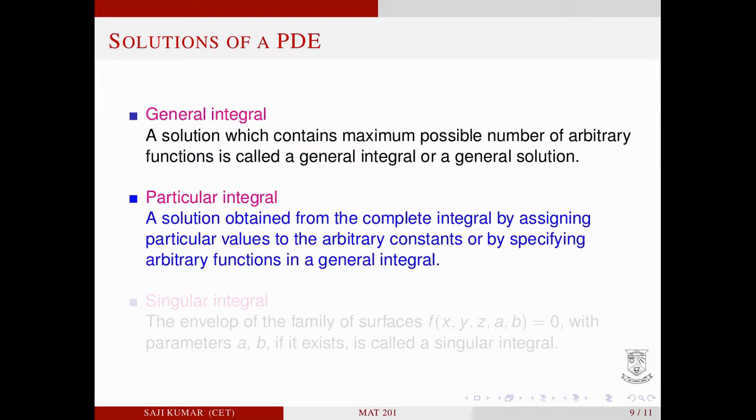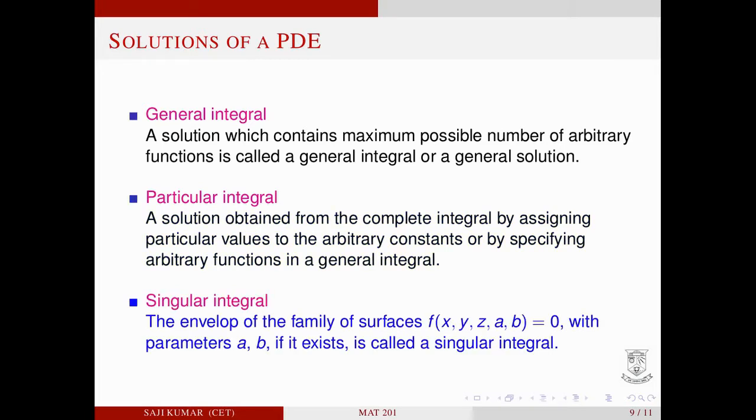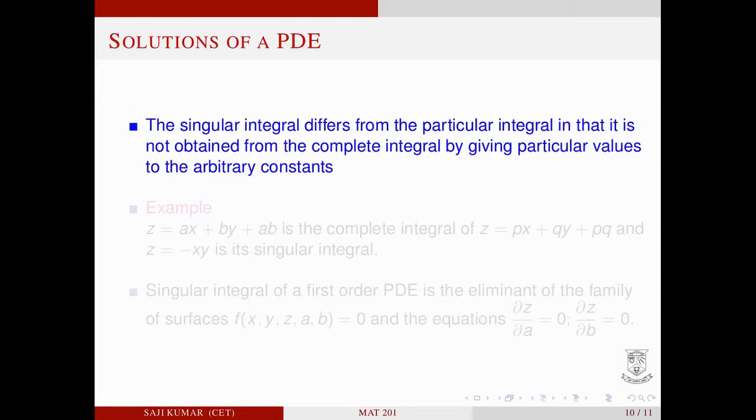Particular integral. A solution obtained from the complete integral by assigning particular values to the arbitrary constants, or by specifying arbitrary functions in a general integral, is called a particular integral. Singular integral. The envelope of the family of surfaces f(x, y, z, a, b) = 0 with the parameters a, b, if it exists, is called a singular integral. The singular integral differs from the particular integral in that it is not obtained from the complete integral by giving particular values to the arbitrary constants.